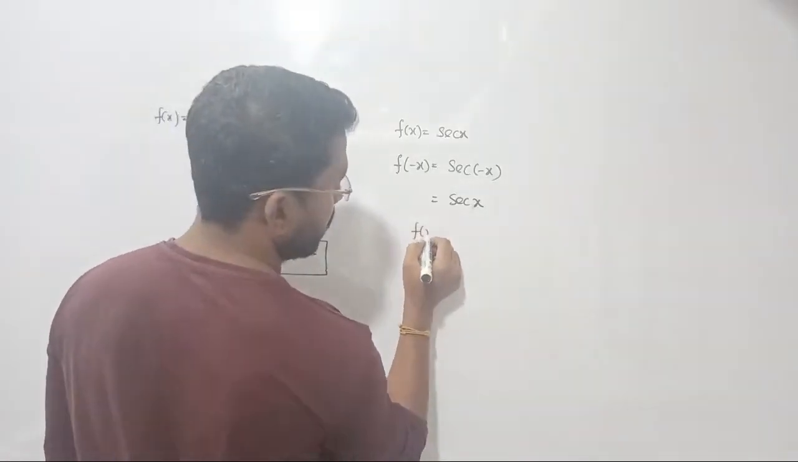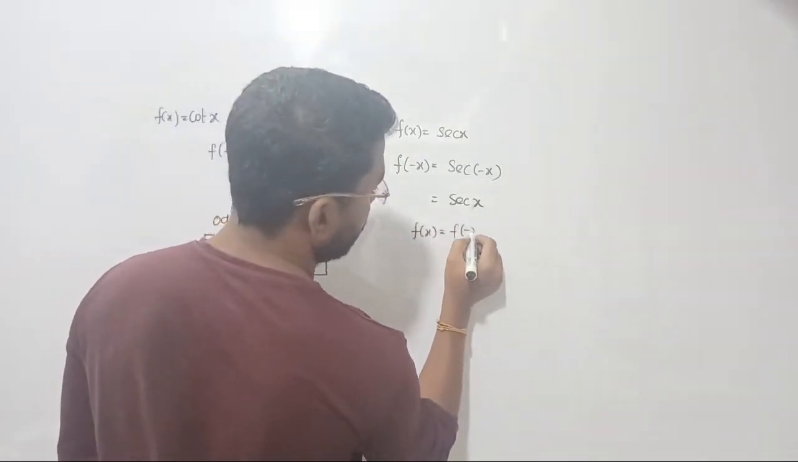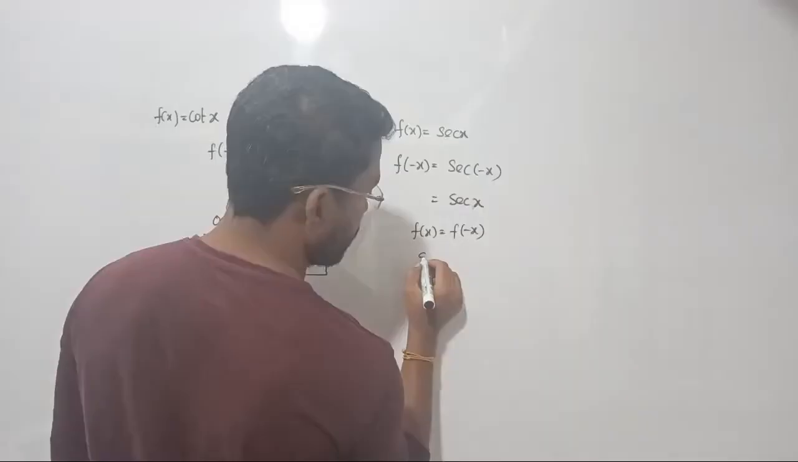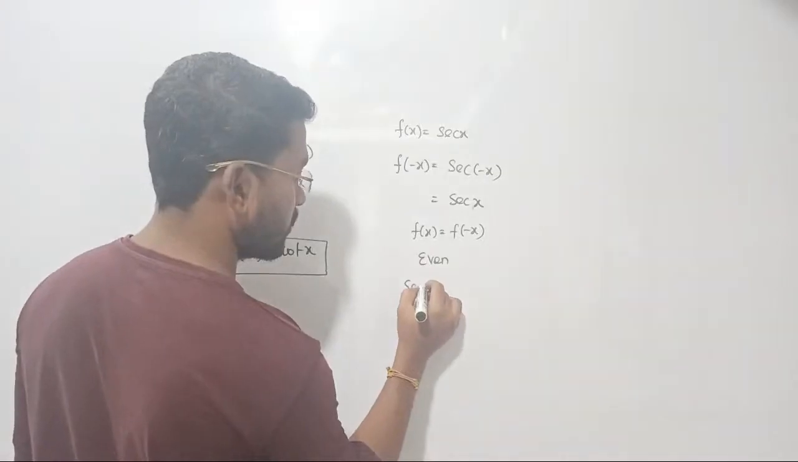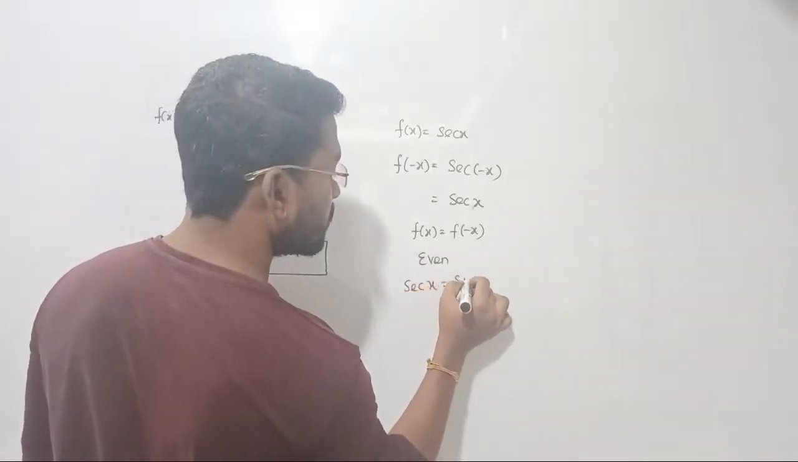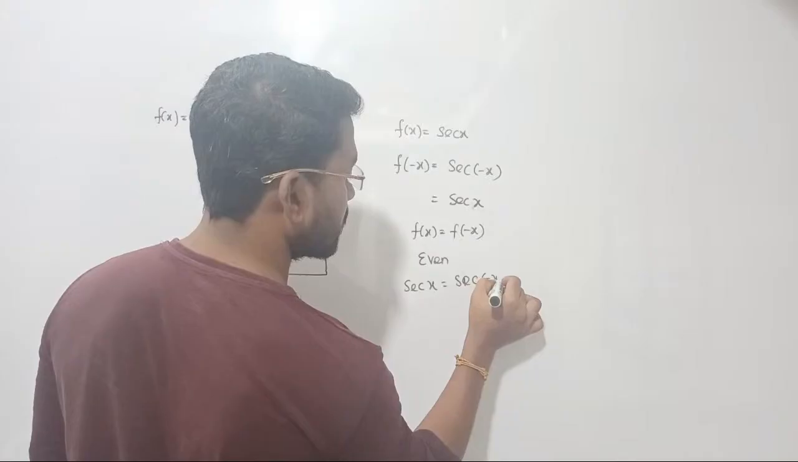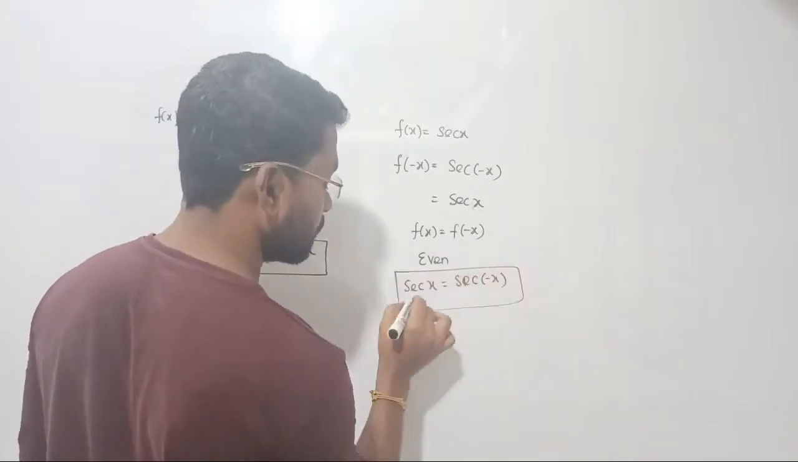Such that I can say f of x equal to f of minus x. So the given function is said to be an even function. Clear? And don't forget the relation: secant x and secant of minus x will always be equal.